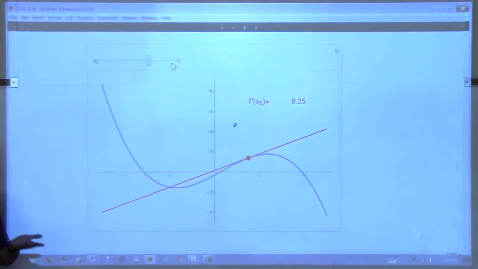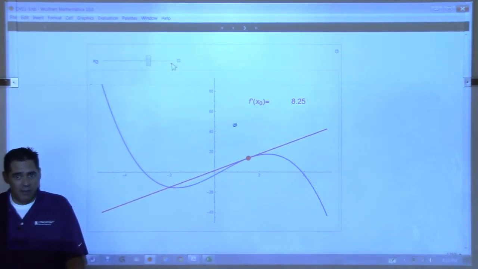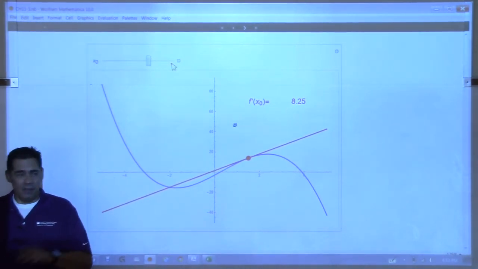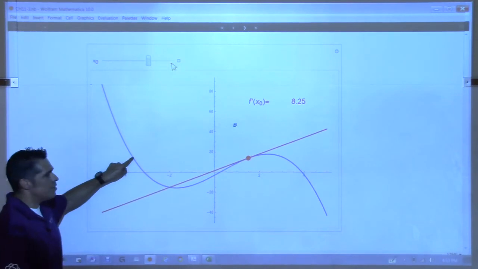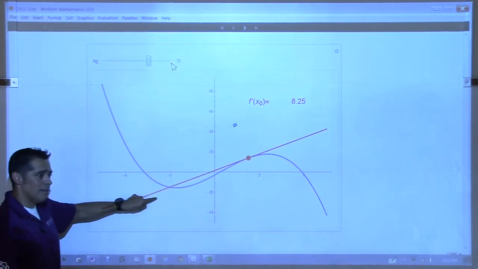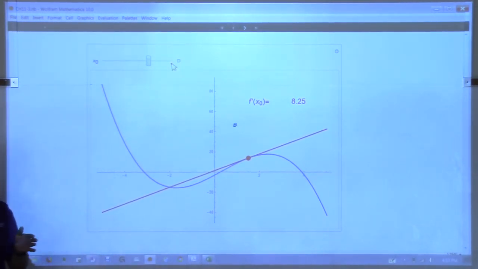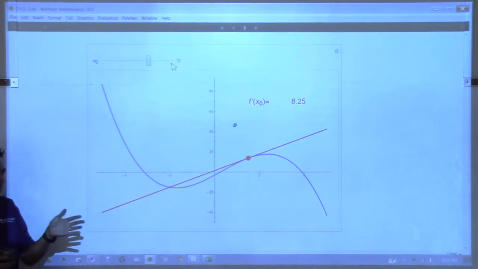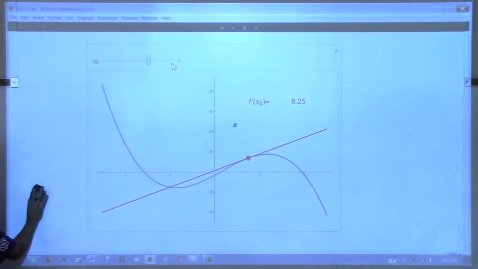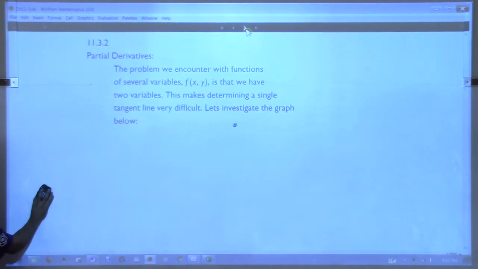It depends on which way you're pointing, right? Like this surface, you're standing on it. If I'm on a function, there is only one tangent line. It's the one that goes like that. But on the surface, it kind of depends on which way you're aiming. And so the partial derivative idea comes from trying to figure out a way to answer that.